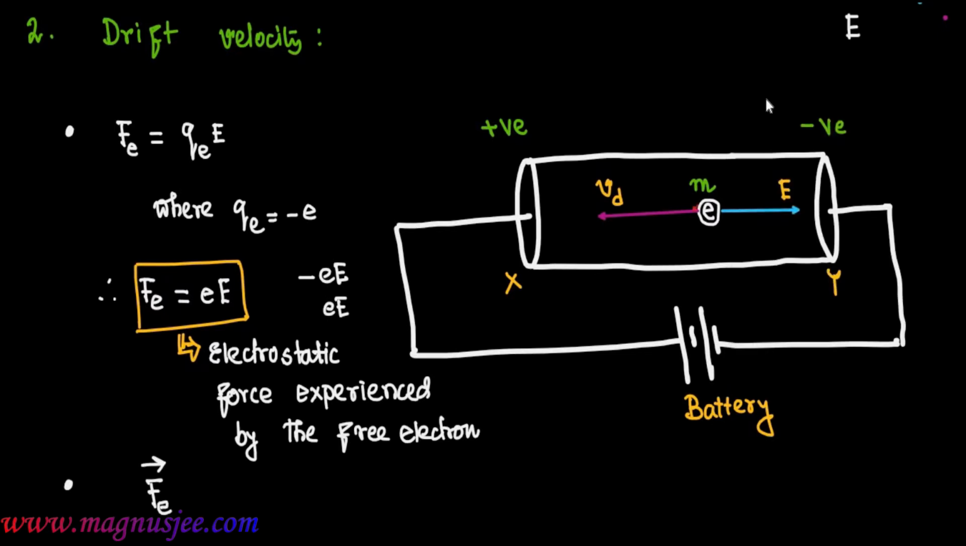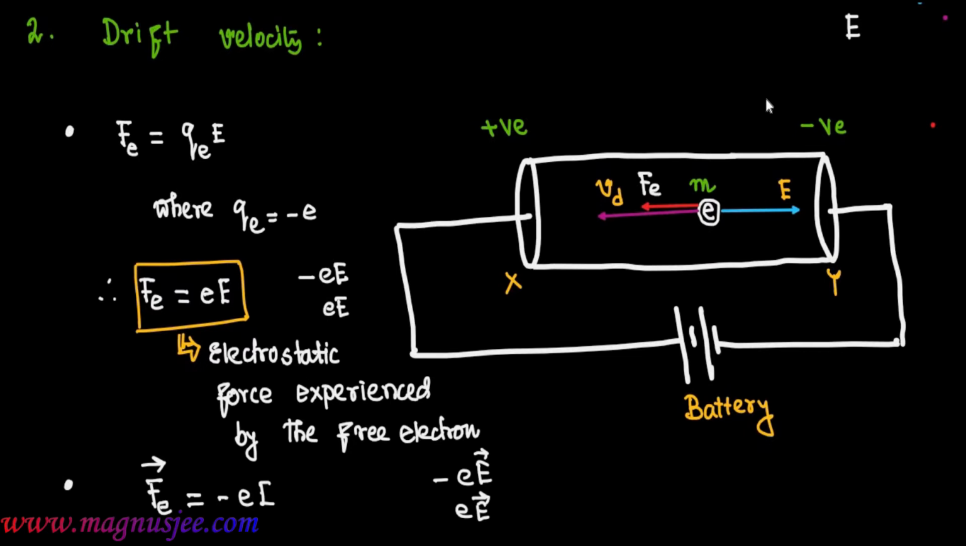Therefore, for the electrostatic force vector Fe, in the diagram we can denote the direction of electrostatic force Fe experienced by the free electron. This electrostatic force Fe acts towards left, which is shown in the figure. Now what type of expression will vector Fe have? It will be minus e vector E, or e vector E. Which one is correct?